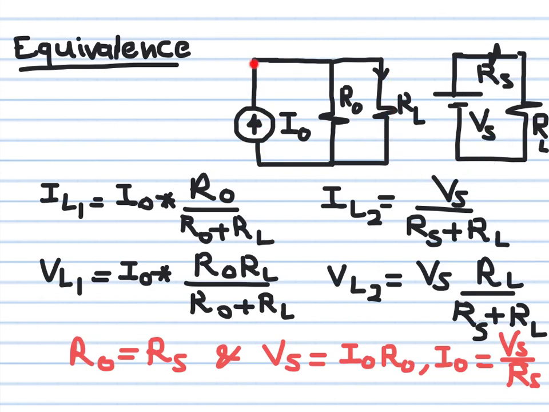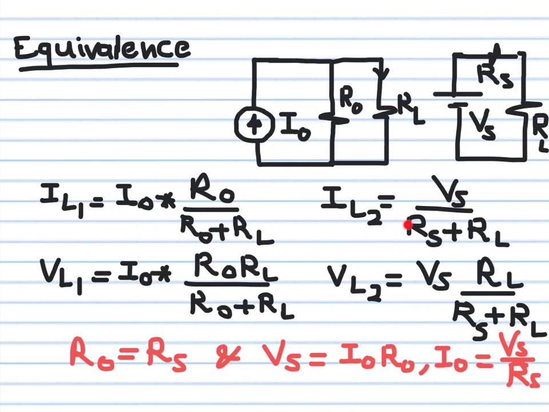Here you have a current source I naught. This becomes a current divider. Then the current going through the load resistance is I naught R naught over R naught plus RL. This is the expression for the current divider. And the current flowing in the RL in the second circuit is Vs over the equivalent resistance, which is Rs plus RL.